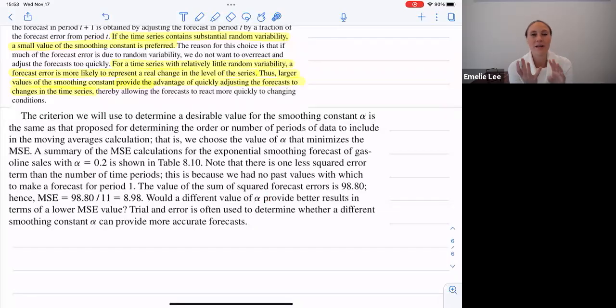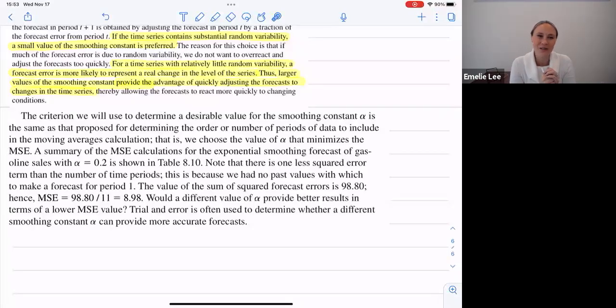You could find the forecast value, which means then you have the forecast error. You can square that forecast error. You can add them up. You can take the average. You can do all those things. You can do them by hand. When I say by hand, I mean with a calculator, but not using software.